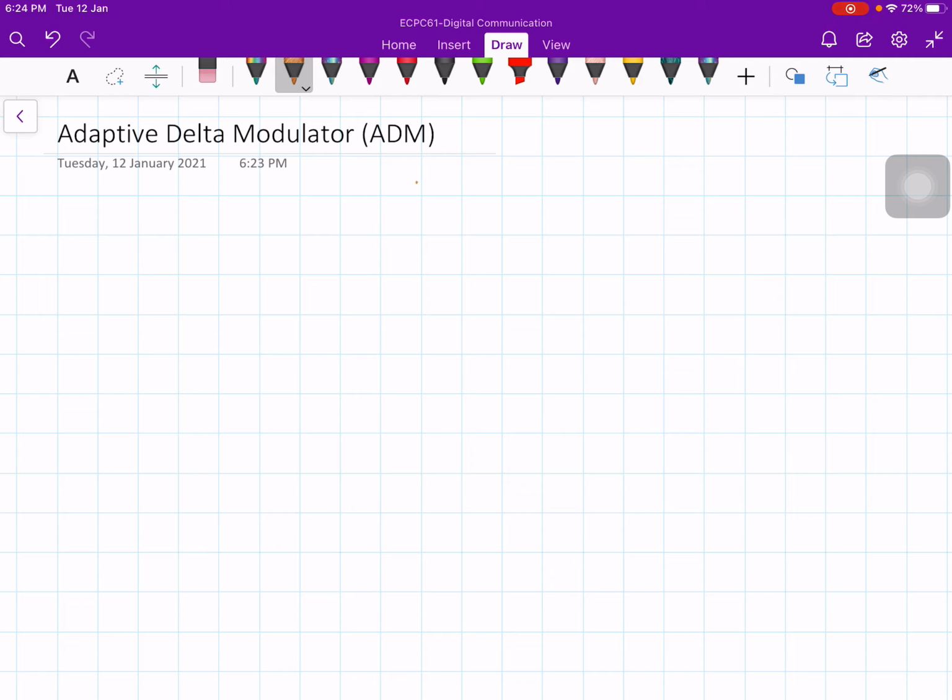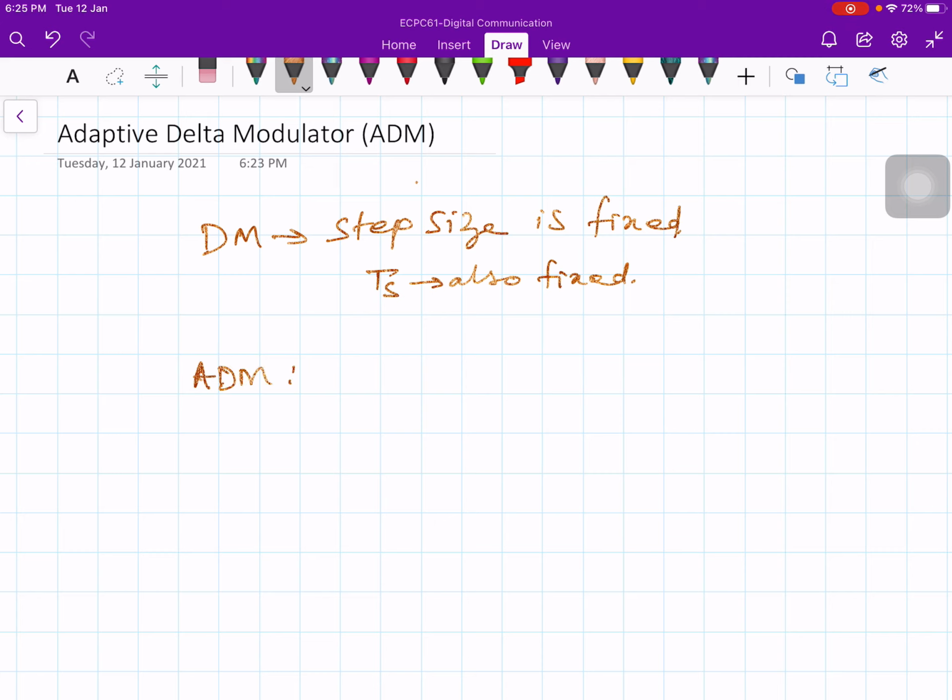So the idea is extremely simple. The step size is no longer kept fixed. In delta modulator, the step size is fixed and the width is also fixed, so the sampling interval Ts is also fixed. But in adaptive delta modulator, the step size is no longer fixed.